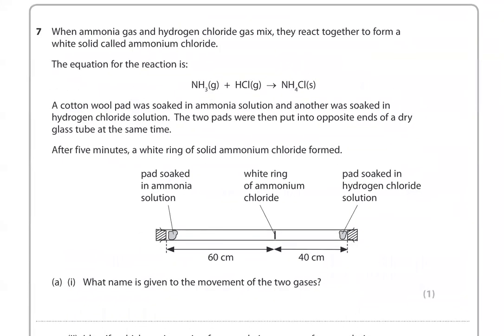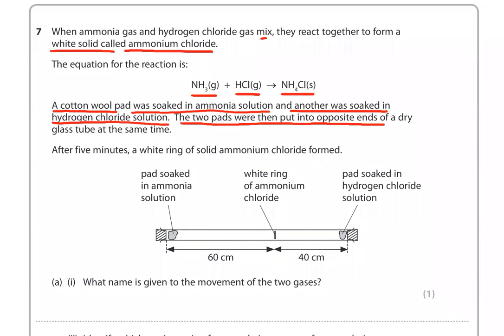Question number 7. When ammonia gas and hydrogen chloride gas mix, they react together to form a white solid called ammonium chloride. The equation for the reaction is NH3 gas plus HCl gas gives NH4Cl solid. A cotton wool pad was soaked in ammonia solution and another was soaked in hydrogen chloride solution. The two pads were then put into opposite ends of a dry glass tube at the same time. After 5 minutes, a white ring of solid ammonium chloride is formed.